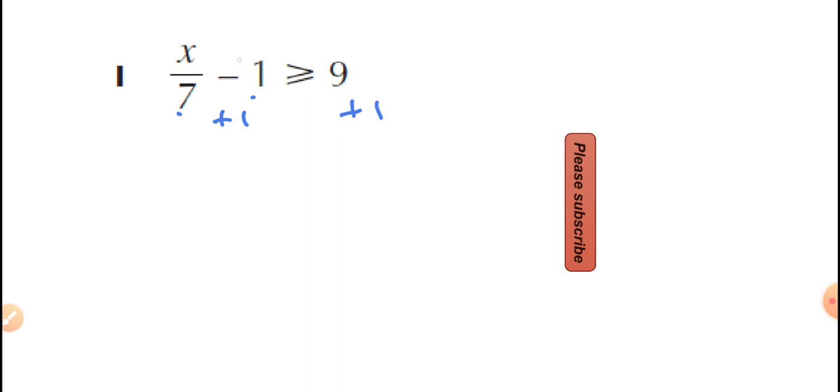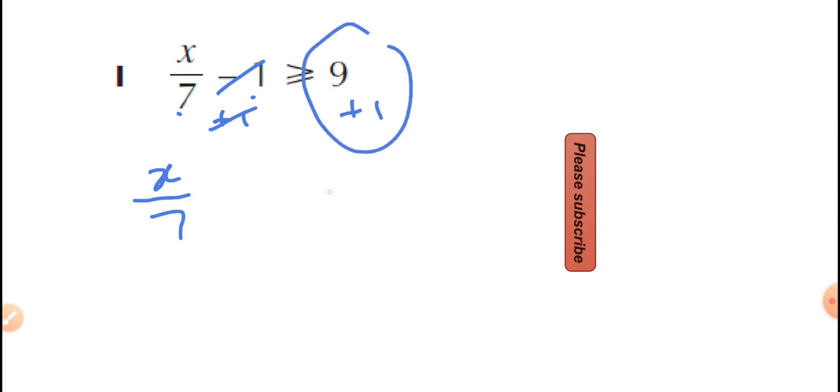So now on the left hand side, the minus 1 and the plus 1 cancel out, leaving just x over 7. And on the right hand side, 9 add 1 is 10. Copy the sign down.